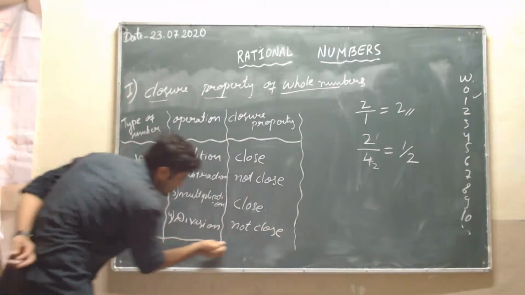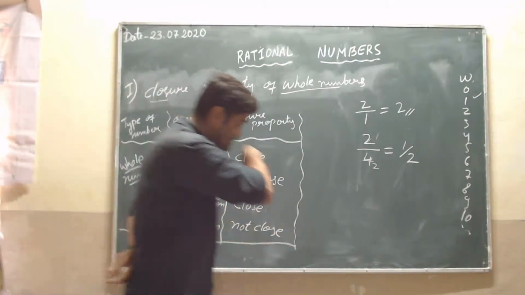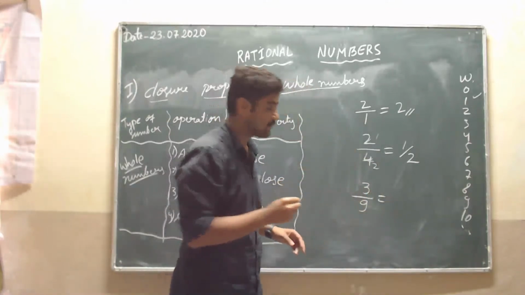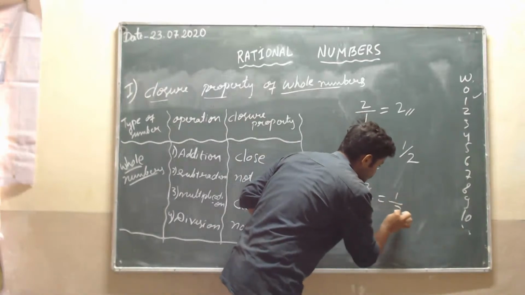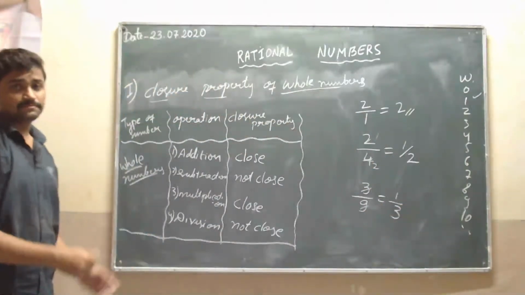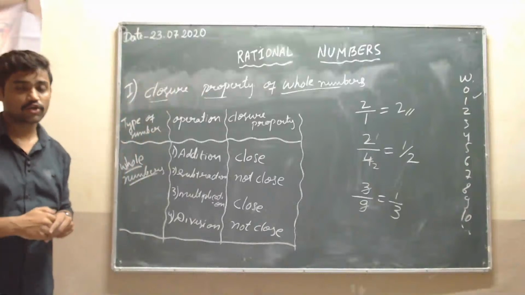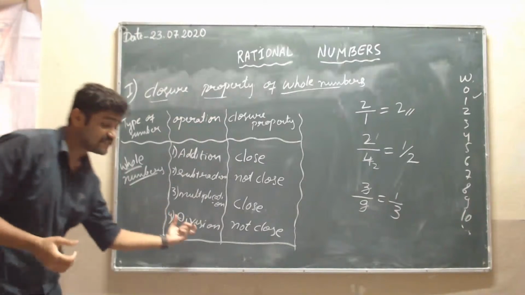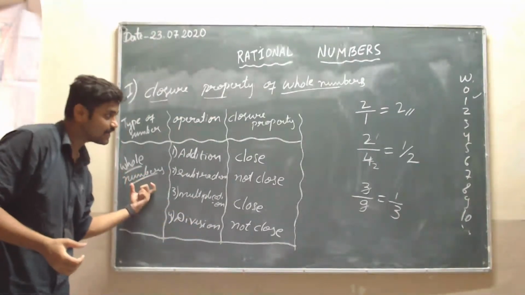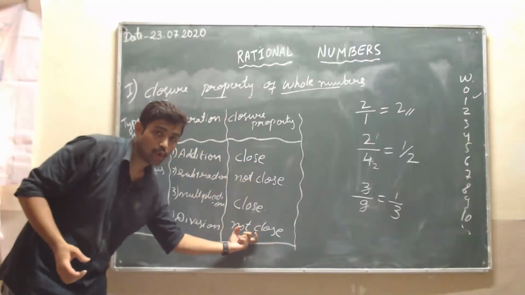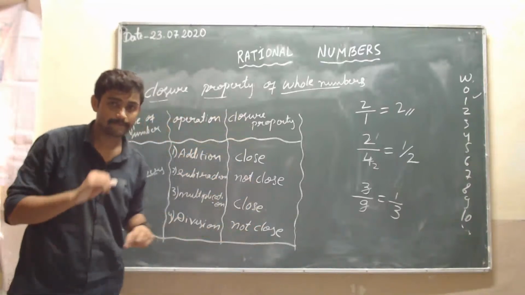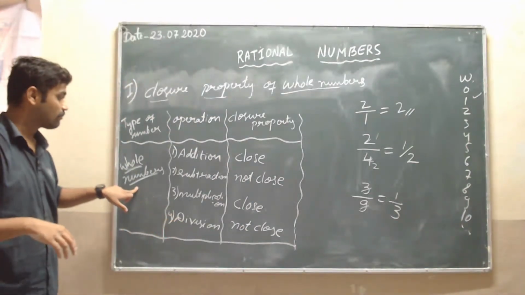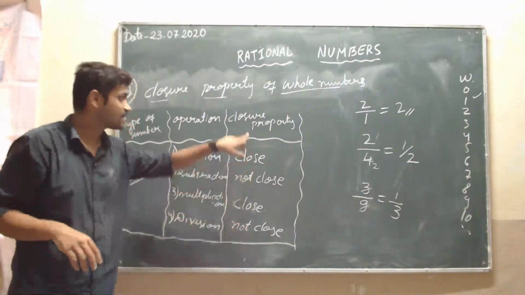It is not close under closure property. One more example we can see: 3 by 9. 3 is a whole number and 9 is also a whole number. 3 ones are 3, 3 threes are 9, that is 1 by 3. Whether 1 by 3 is a whole number? No, sir. Then we can say that it will not close under closure property. That is, division of whole numbers will not close under closure property.